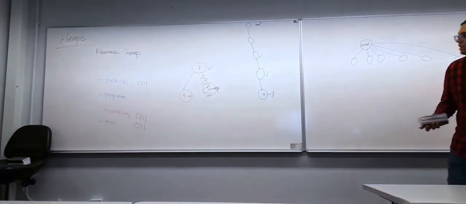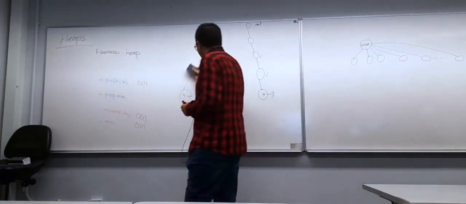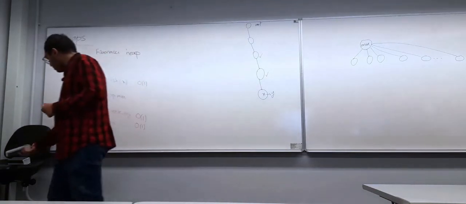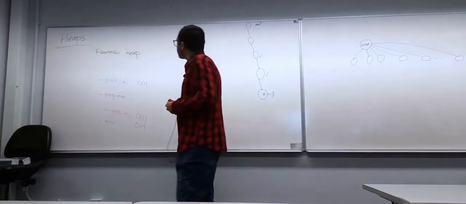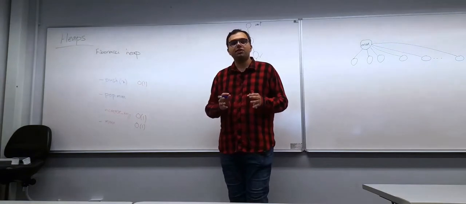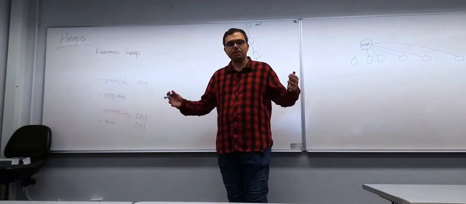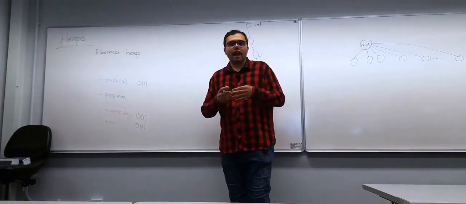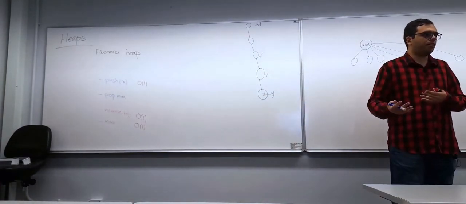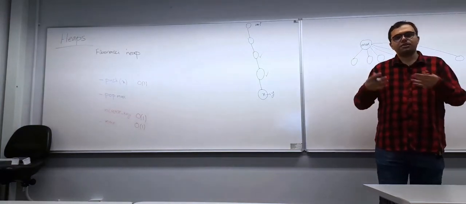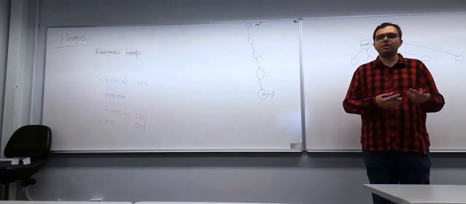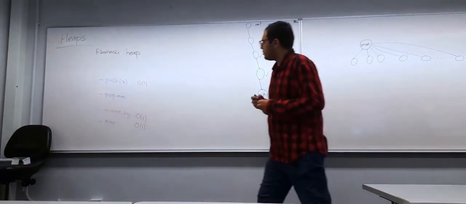Now, in order to do that, I have to specify what my potential function is going to be, or how I'm doing my accounting. If you remember the potential method, we assign a potential to the whole data structure, and then our amortized cost is our real cost plus the change in the potential. So we were storing some money on the data structure, and using some of that money to pay for some of our operations, but not for all of them.